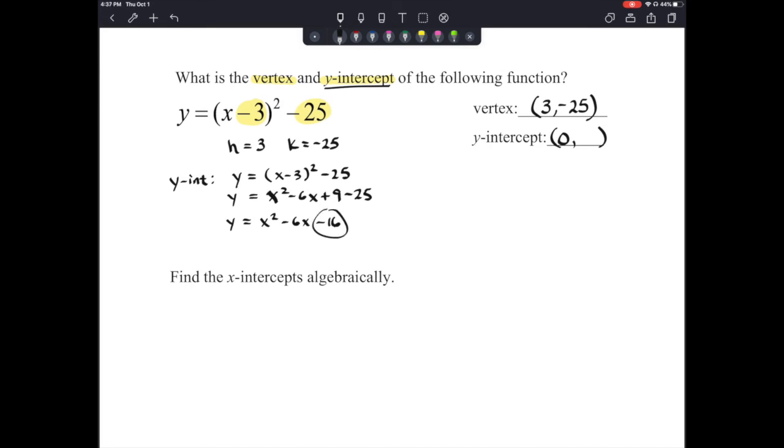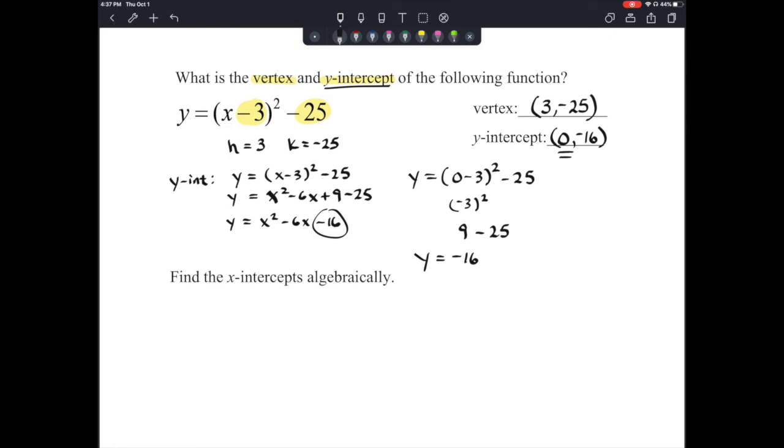Or, because it's a function and you know the x is 0, just put 0 in for x and solve it. y equals 0 minus 3 squared minus 25. That's going to be a negative 3 squared, which is 9, minus 25, which gives us that negative 16. So y is equal to negative 16. Either method there will work. So that's two different methods, and both of them work. Now it asks you to find the x-intercepts algebraically.